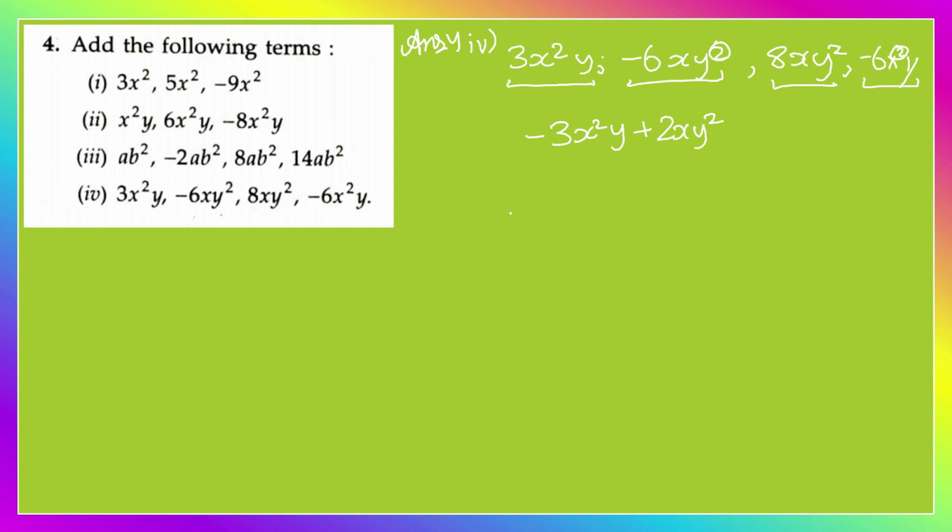And if I change the order, I get 2xy squared minus 3x squared y. Okay friends, like this will be the answer. And now let's solve the next question. This was the fourth part. The next parts you can do yourself. Now let's solve the next one.